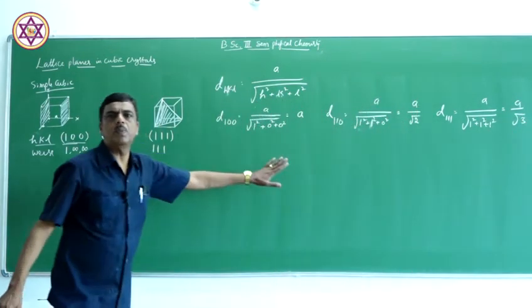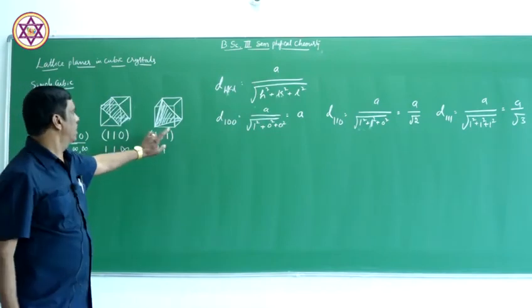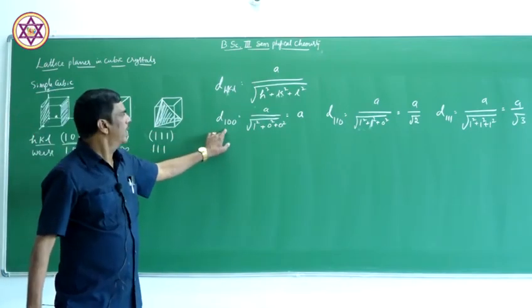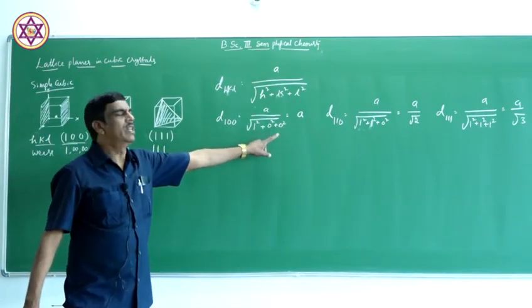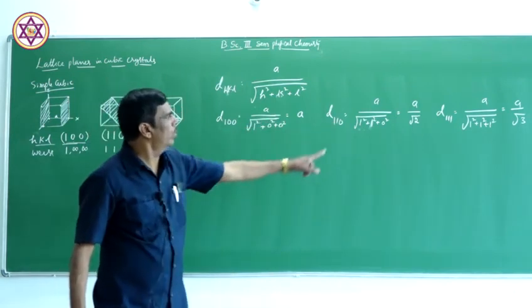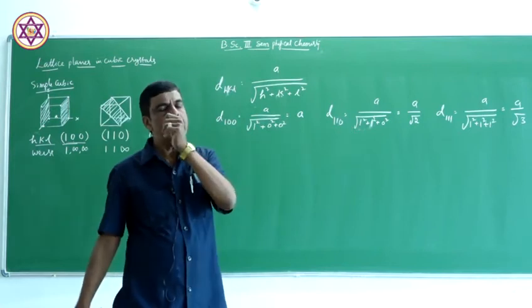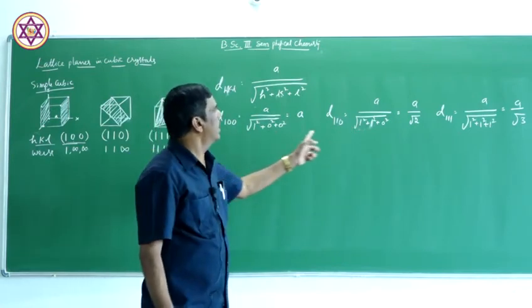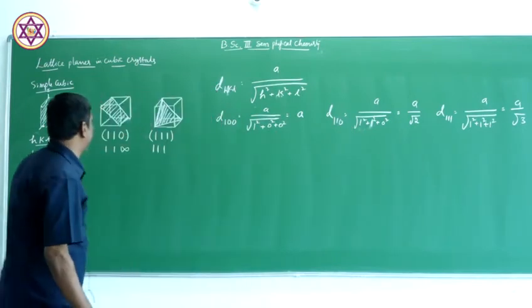Therefore, three types of planes are possible in three different directions. For the 100 plane, the interplanar distance is the unit intercept, a. For the 110 plane it is a by square root 2, and for the 111 plane it is a by root 3. So, this is the interplanar distance.